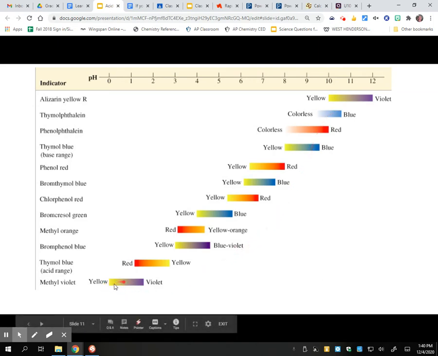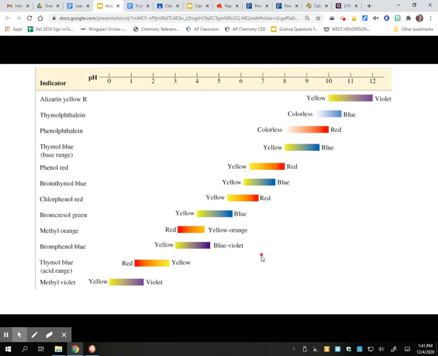This one here at the bottom would be a good one to distinguish a pH of 0 from a pH of 1, so dealing with substances with a very low pH. This indicator up here is really good for high pH levels, distinguishing between a pH of 12 and a pH of 10. And this one right here would be really good at distinguishing neutral solutions.